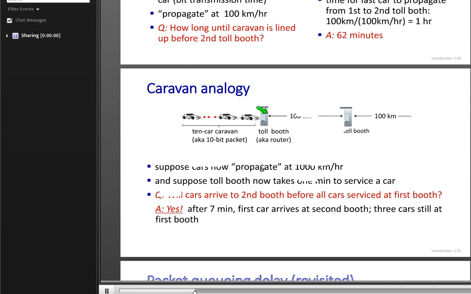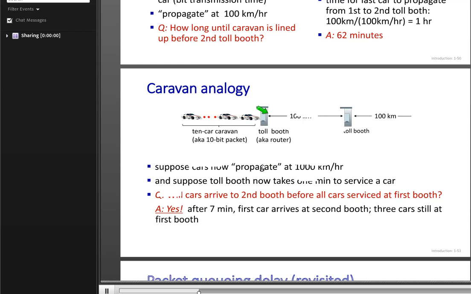The seventh car will arrive to the highway. What does this example mean? It means that if I increase the speed in networks, we will increase the size of packets, the size of bits and bytes in networks too. That is interesting.